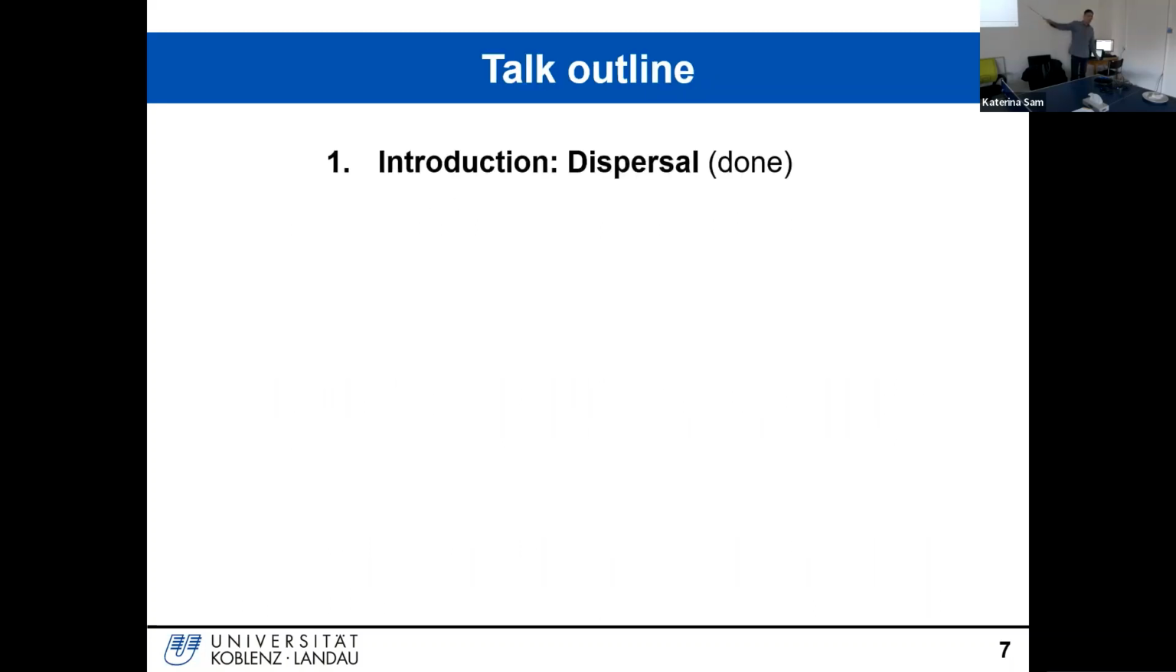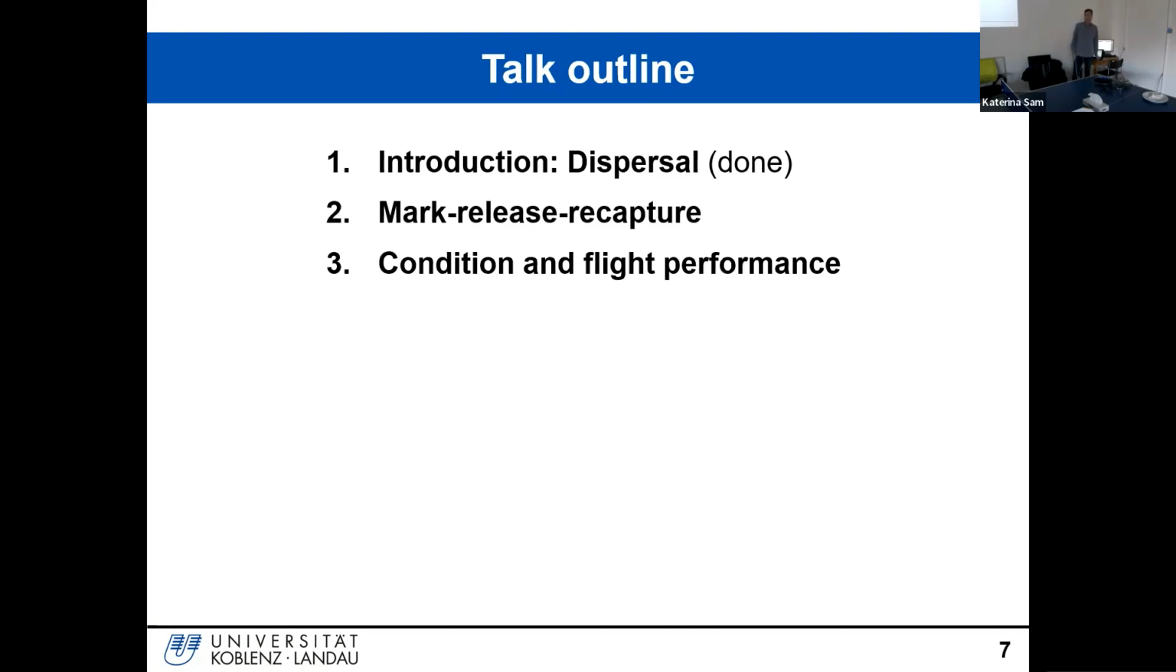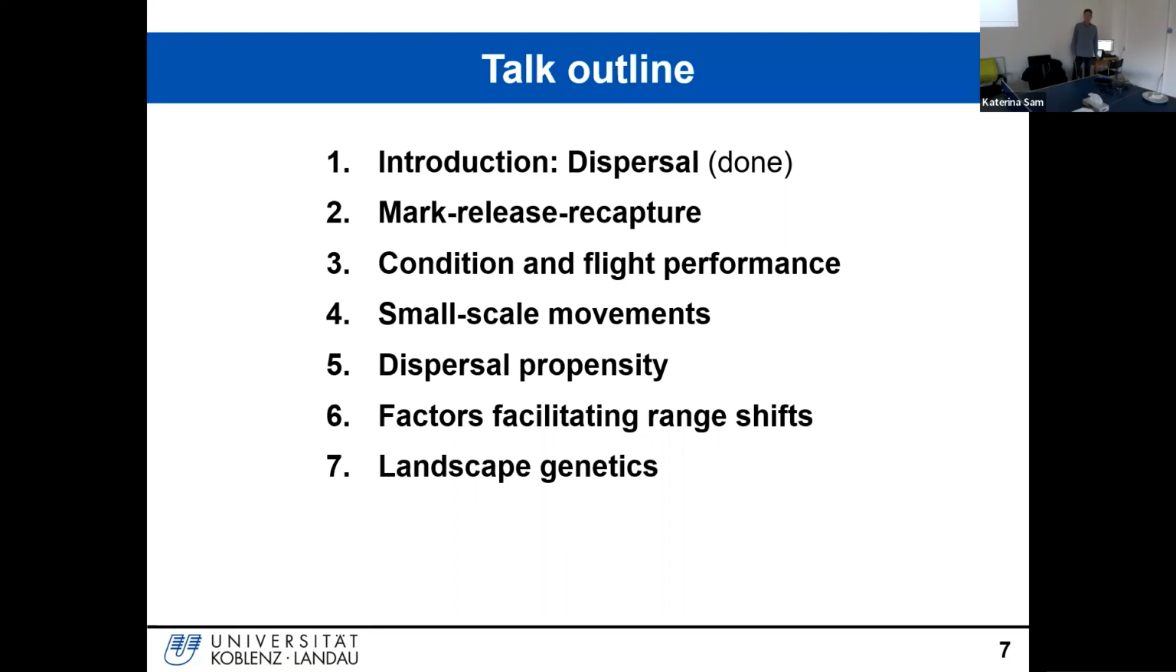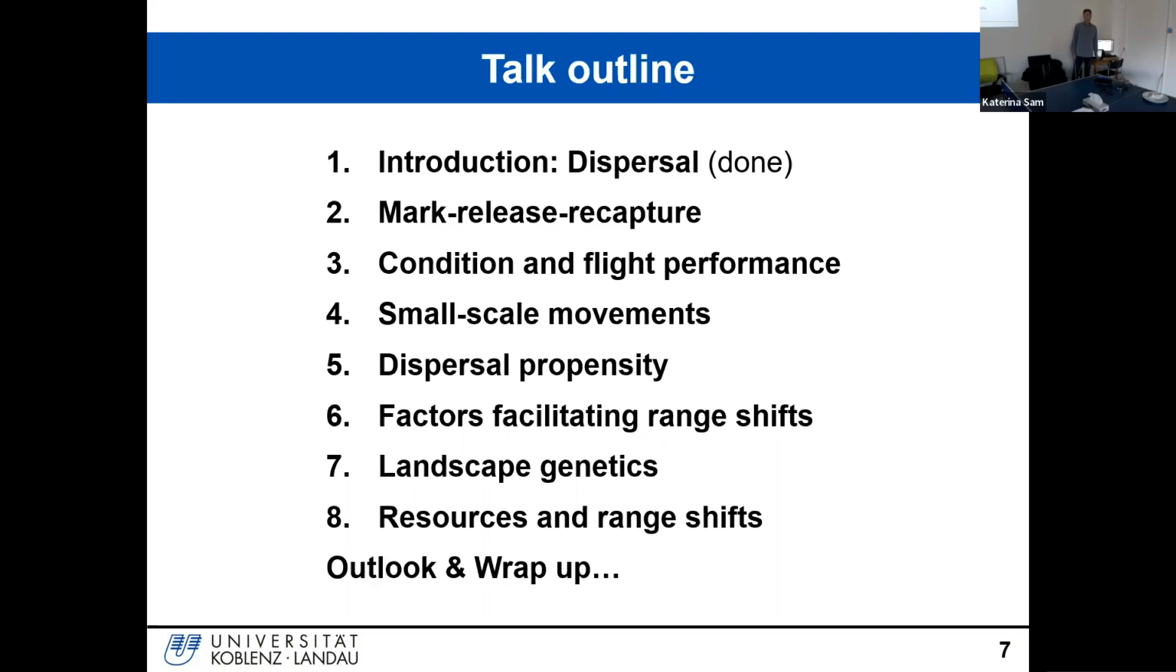So let me outline my talk. The good news is you survived the introduction already. Done. The next will be mark-recapture studies, so the more traditional approach to dispersal. I will talk about condition and flight performance, then small scale, I mean really small scale movements, then a bit larger dispersal propensity, then factors facilitating range shifts, a little bit about landscape genetics, then resources and range shifts, and then I will wrap up my talk and give you a brief outlook. So one done, but there is a lot more to go, so I hope you will enjoy it.